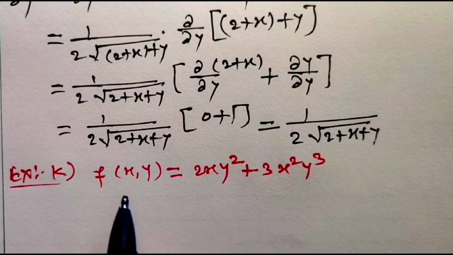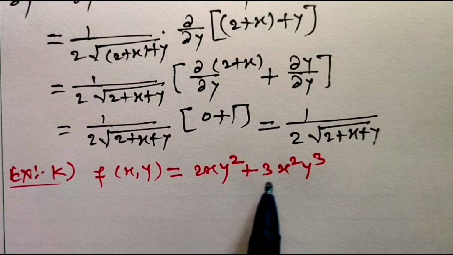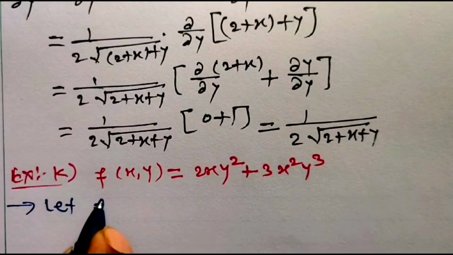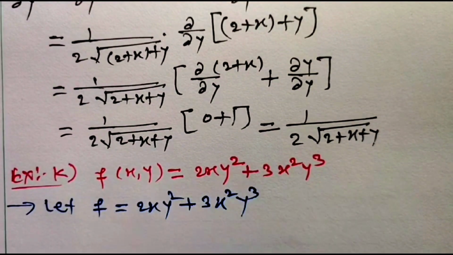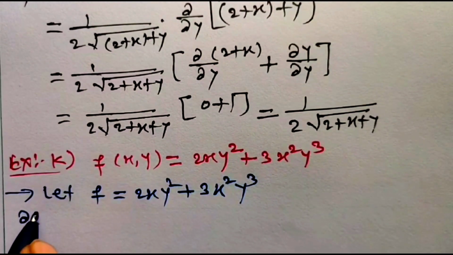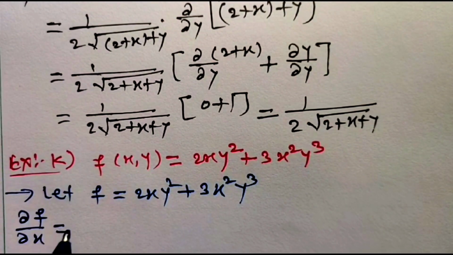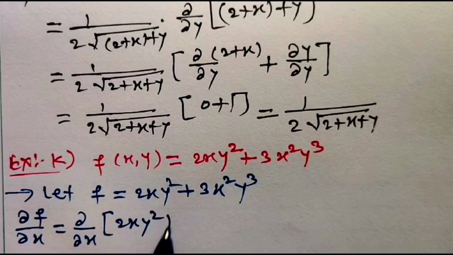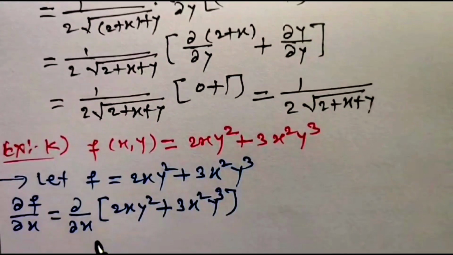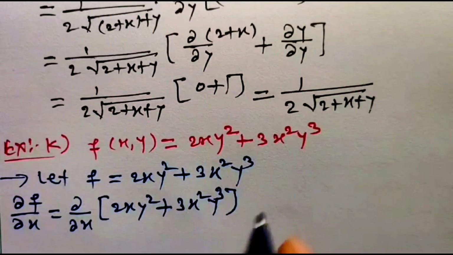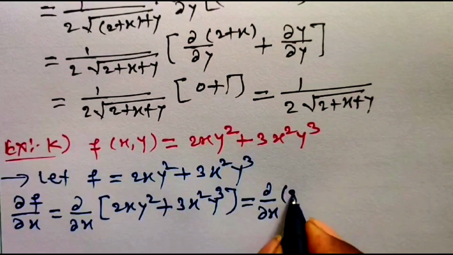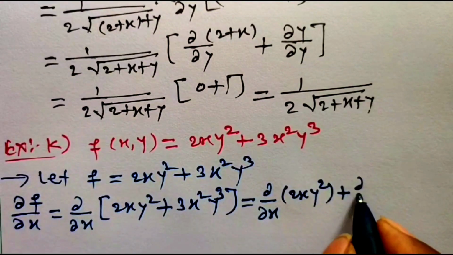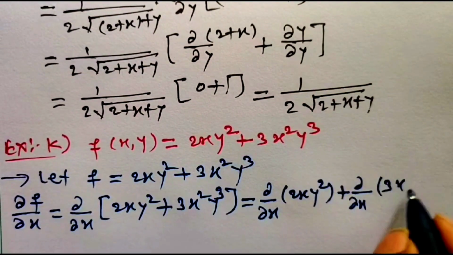F of x comma y is equal to 2xy square plus 3 times x square y cube. Let f be equal to 2xy square plus 3x square y cube. So partially differentiating f with respect to x is equal to partial derivative with respect to x of 2xy square plus 3x square y cube. Applying the linearity property means we have to separate this. Separately, we have to apply the partial differential operator on each term: 2 times xy square plus partial derivative with respect to x of 3 times x square y cube.